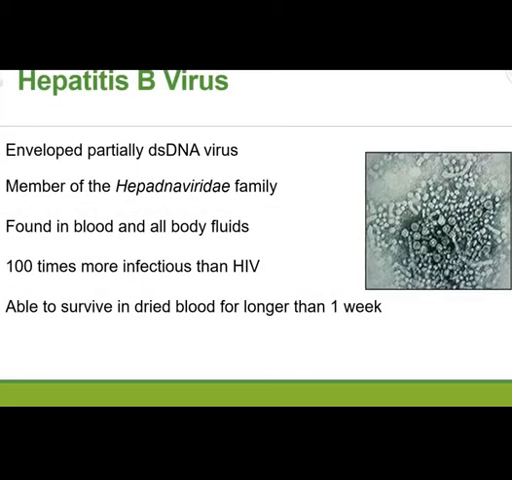Hepatitis B virus is an enveloped virus. It's a member of the hepadnaviridae family, more infectious than HIV, found in the body secretions and blood. It can even survive in dry blood for longer than 1 week.